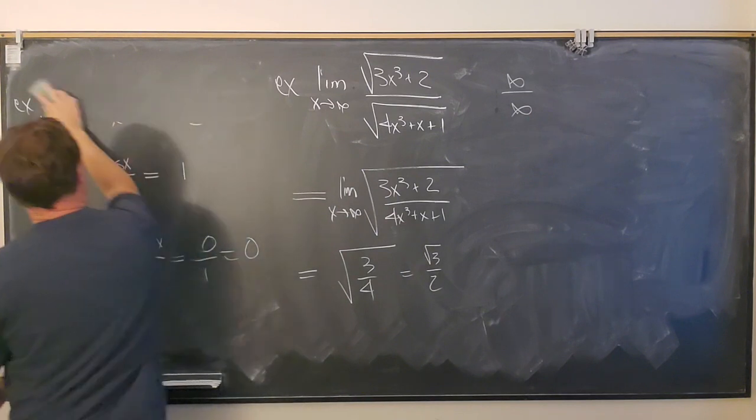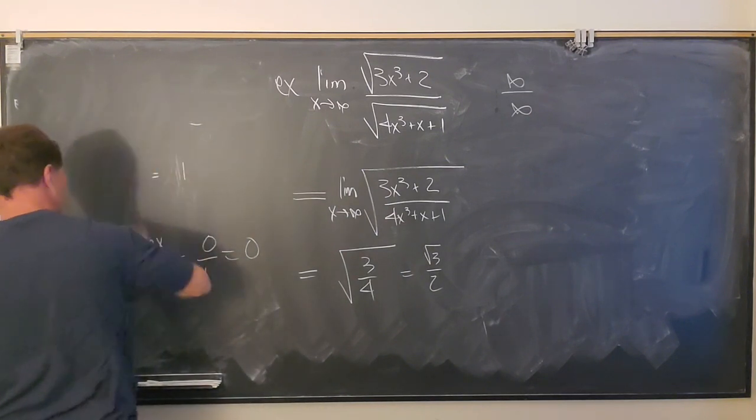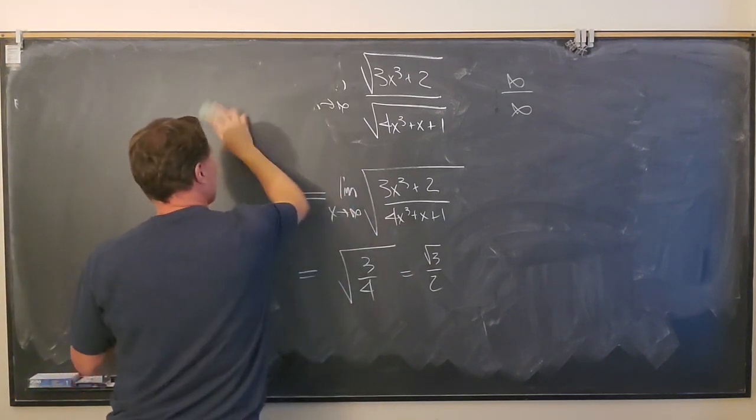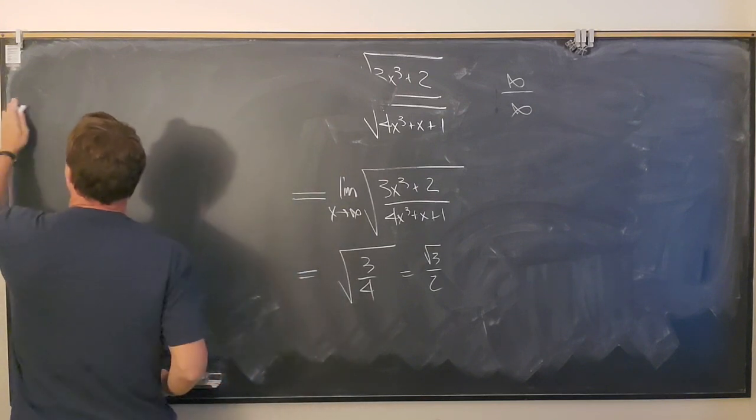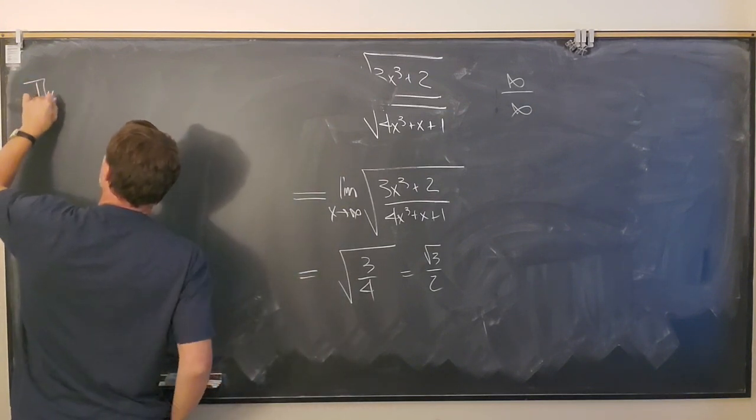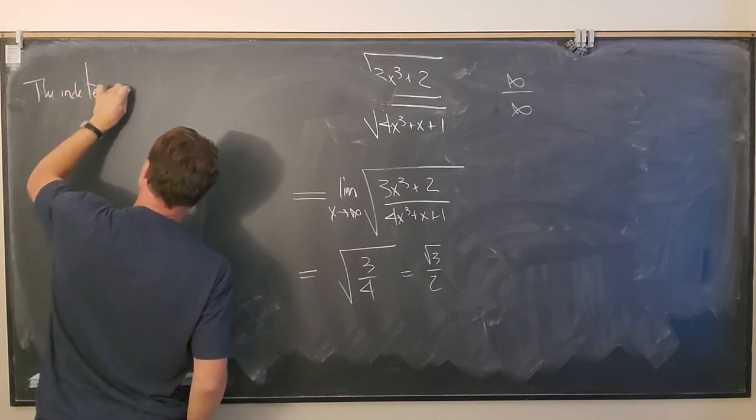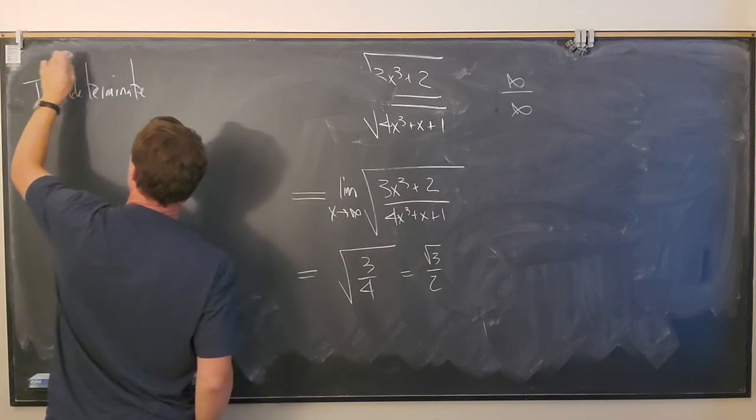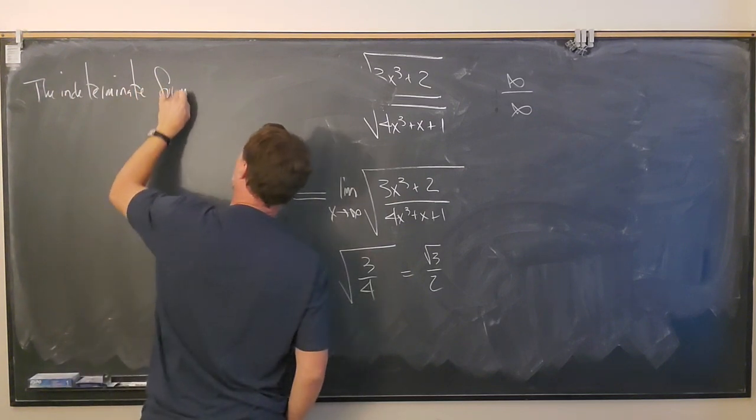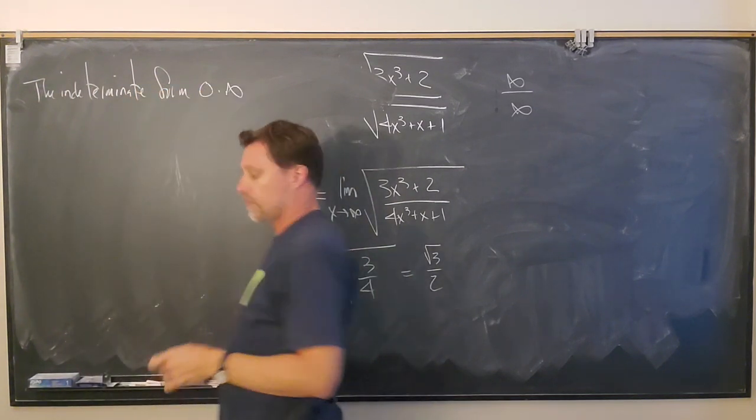Okay, so that was the first of our indeterminate forms, and there's more. So the next one we want to talk about is the indeterminate form zero times infinity.